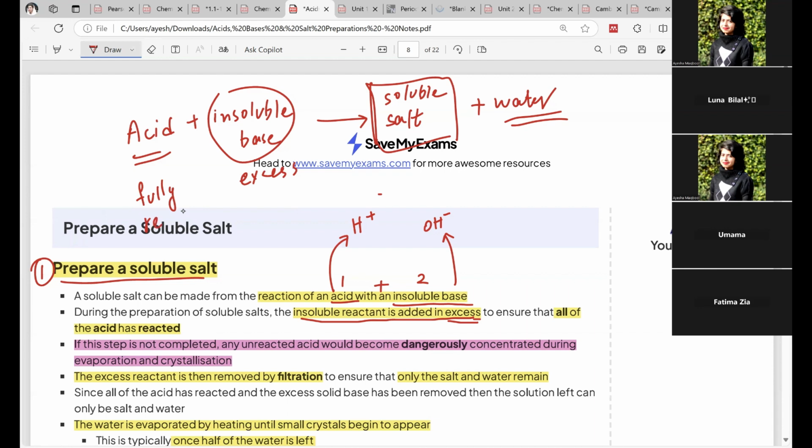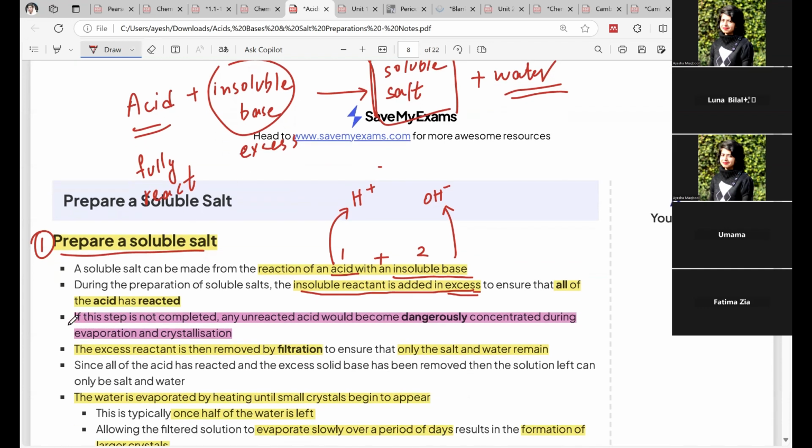Fully react. Only then will this reaction be safe to do. This explanation is written here as well. If this step is incomplete, then unreacted acid would become dangerously concentrated during the evaporation and crystallization process. So we have to avoid this. We have to add excess of the insoluble base so that all of the acid has reacted.